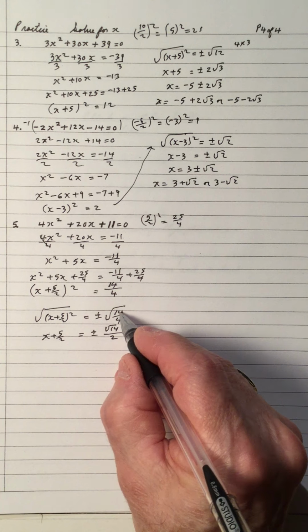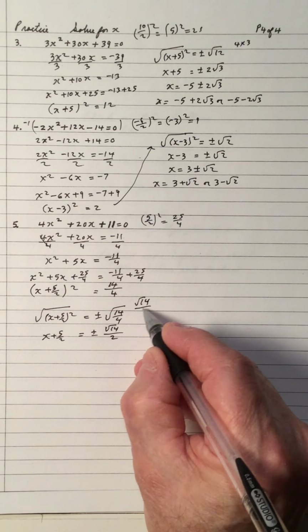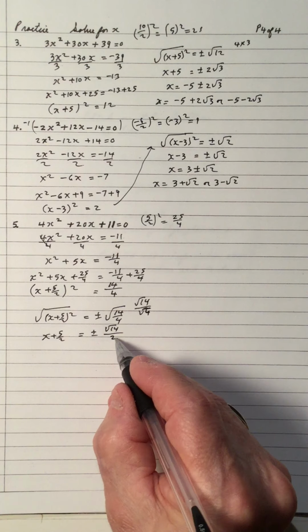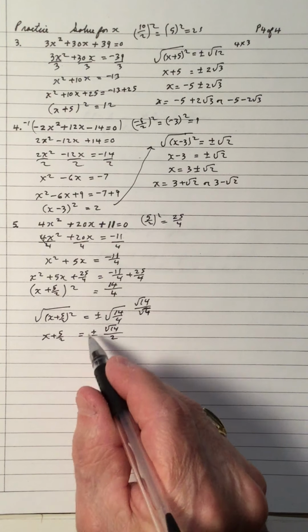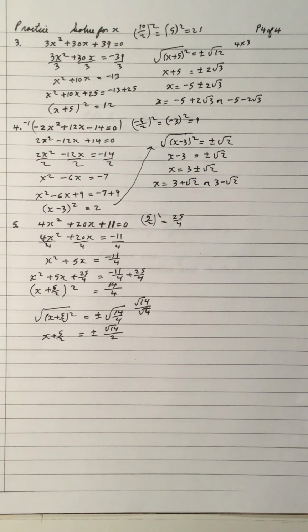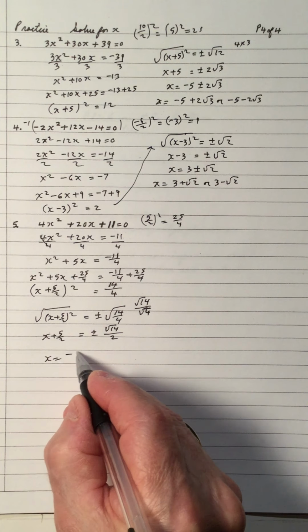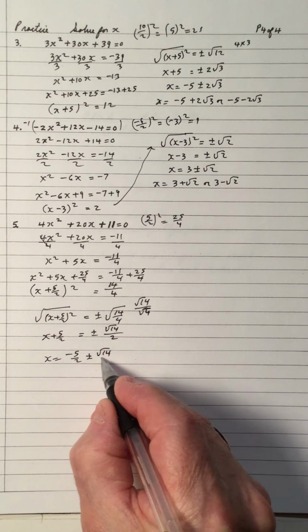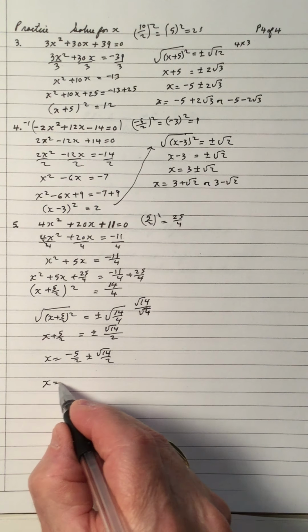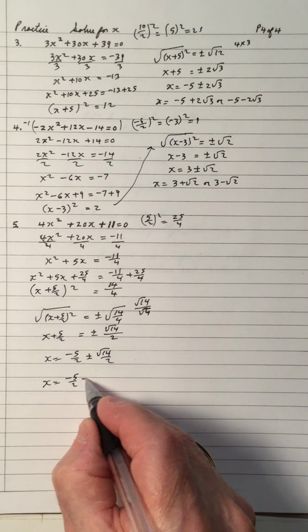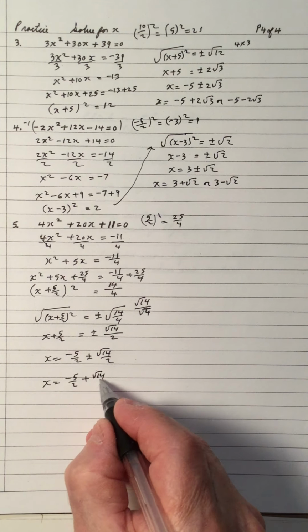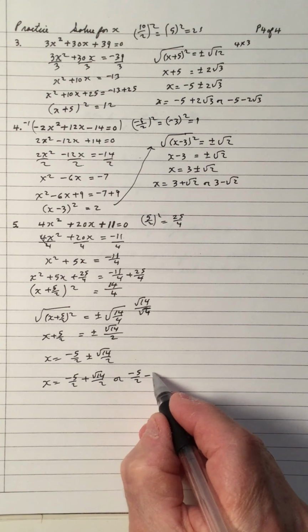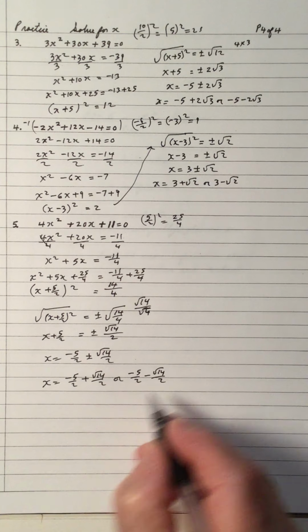So you do the square root of the top and the square root of the bottom, and the square root of 4 in the denominator becomes a 2. So that's why you leave the 4 there without making it 7 over 2. So x is equal to negative 5 over 2 plus or minus the root of 14 over 2. So x is equal to negative 5 over 2 plus root 14 over 2, or negative 5 over 2 minus the root of 14 over 2.